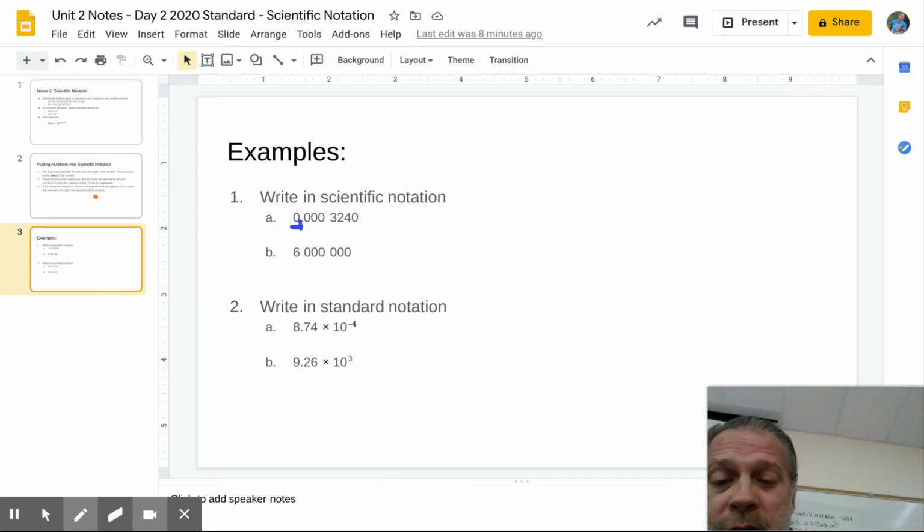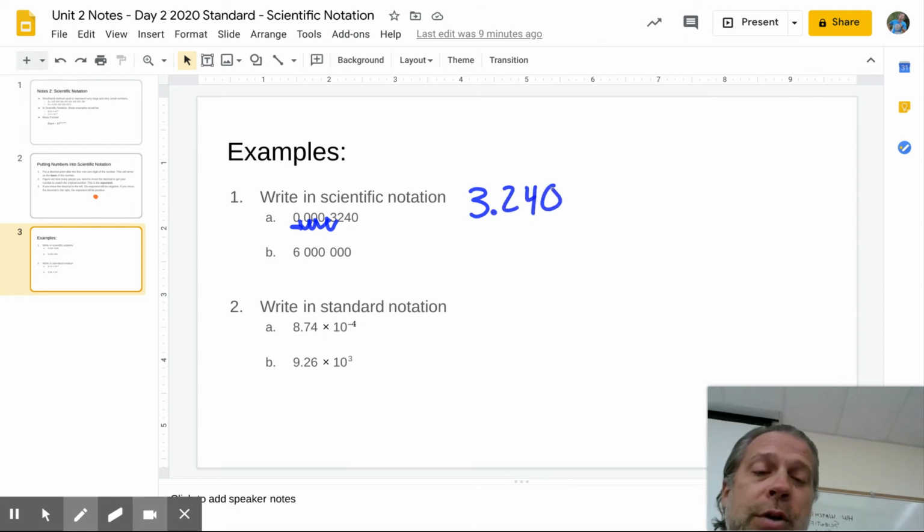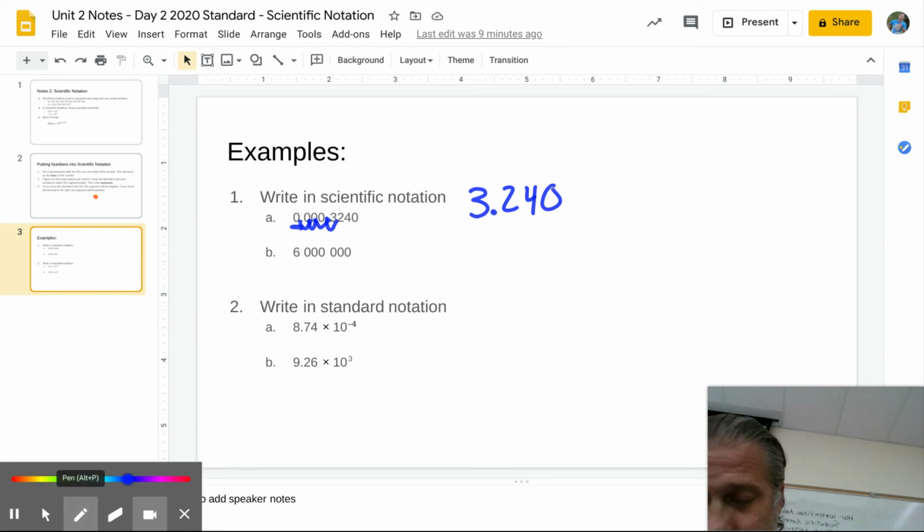If I start moving this decimal here, it's not a number between 1 and 9.9. And if I move it here, it's not. And if I move it here, it's not. But if I move it here, I have 3.240, which is a number between 1 and 9.99. So I'm going to write that as my base number, 3.240. I'm going to include the 0 at the end of the number because I think it might be important. Then I'm going to add the times 10.